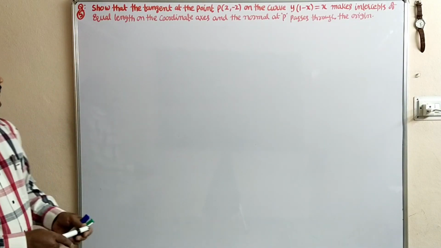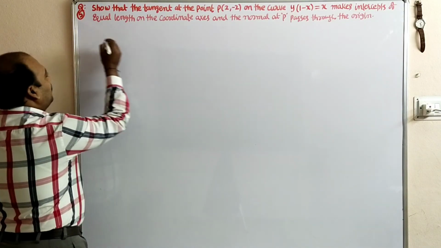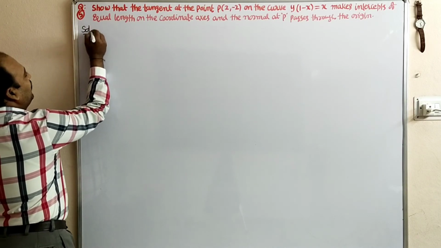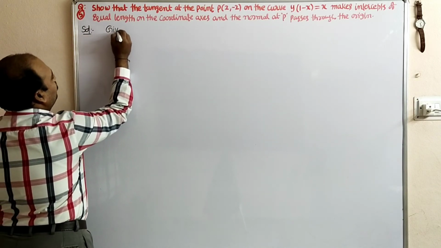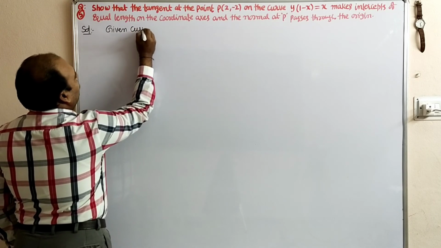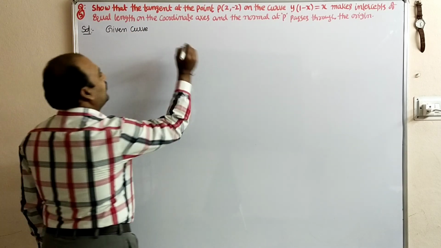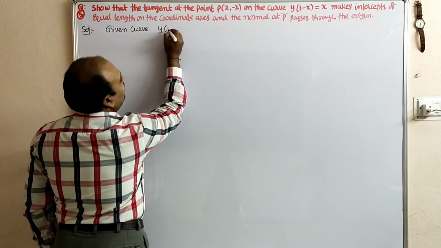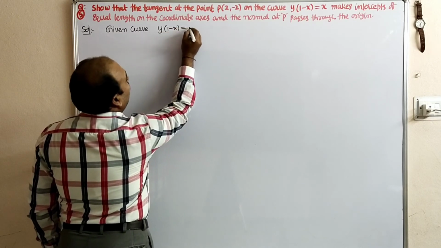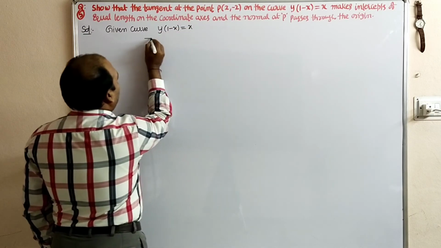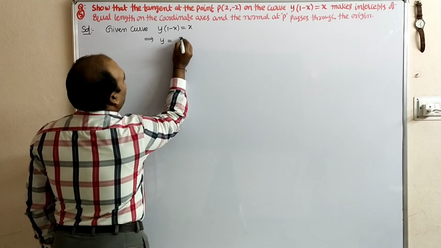Let us have a discussion. In that first given curve, y minus y into 1 minus x equals x. You can write it as y equals x by 1 minus x.